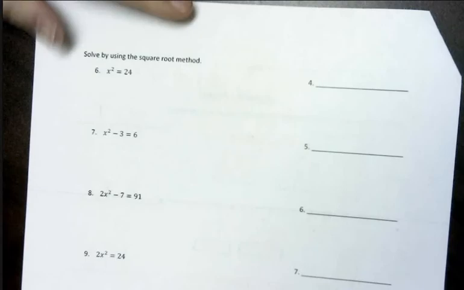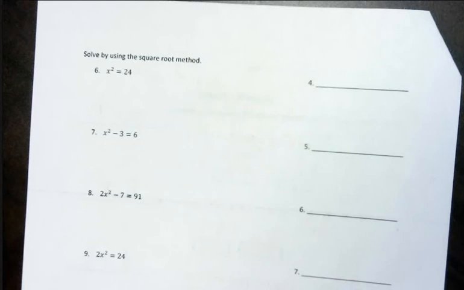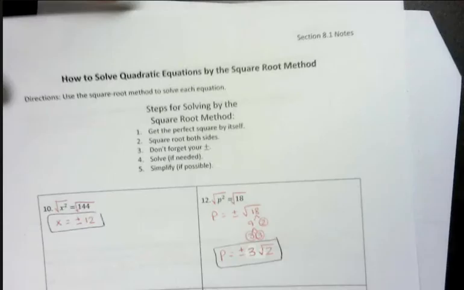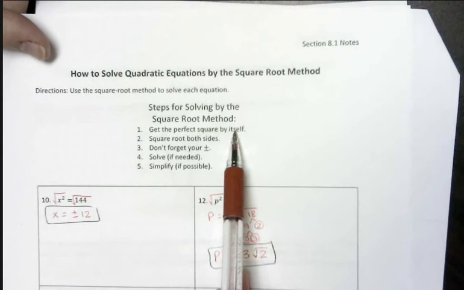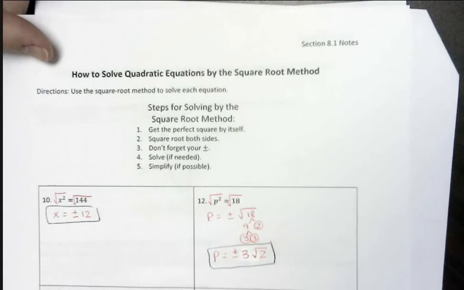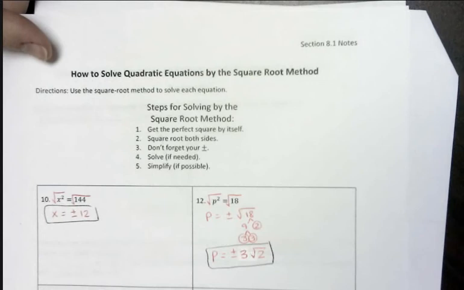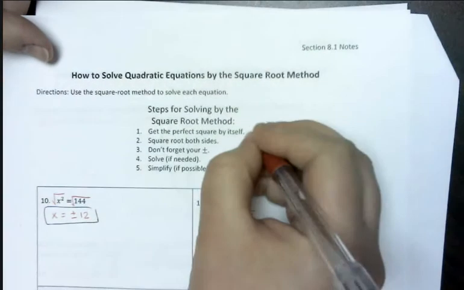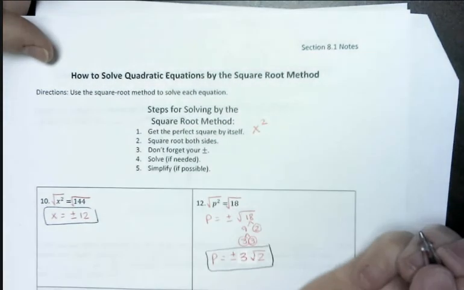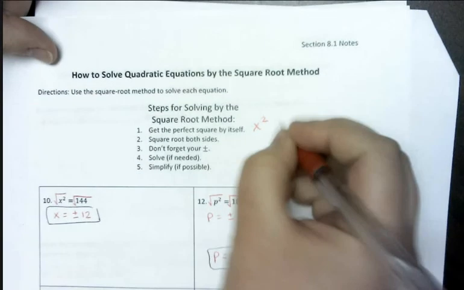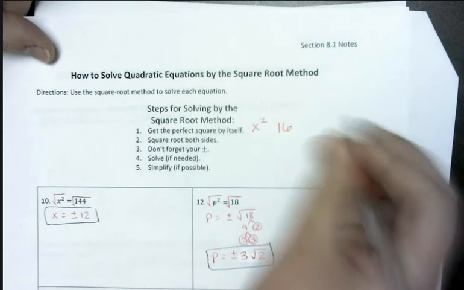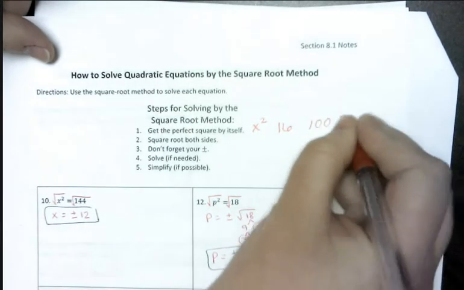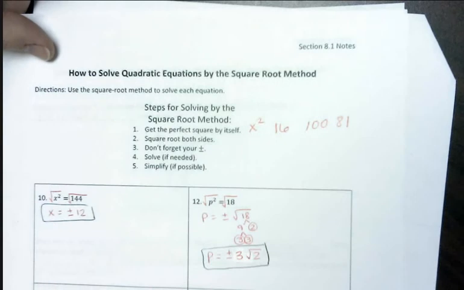So notice that now they're asking us to solve by using that square root method. So I'm going to show our notes here for the square root method. They tell us to get the perfect square by itself first. So remember, your perfect square is what you get when you multiply something by itself. So like x squared is a perfect square because x times x is x squared. Another example would be 16, because 4 times 4 is 16. 100, 81, all of those are examples of perfect squares.